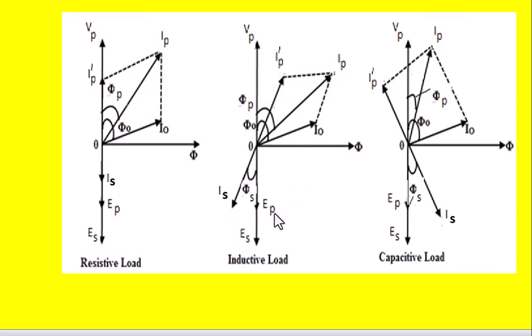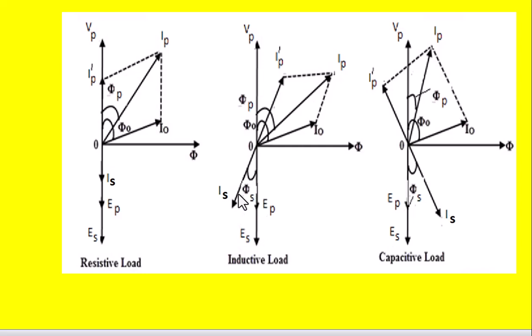One is EP, the other is ES. ES is the induced EMF in the secondary winding, whereas the EP is the induced EMF in the primary winding. EP is also called E1 and ES is also called E2. And since we are assuming here inductive load, that is RL load, the current flowing in the secondary winding will lag the secondary induced EMF by an angle called phi s like this.